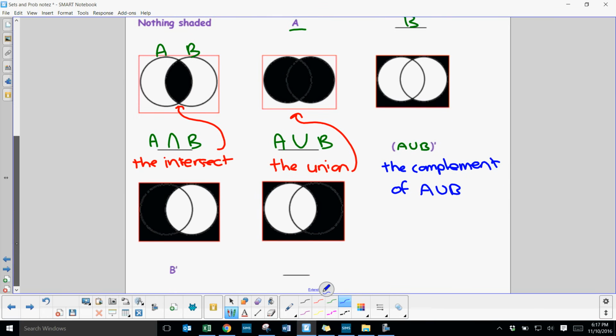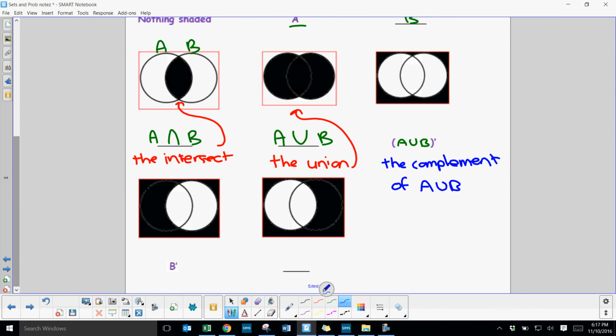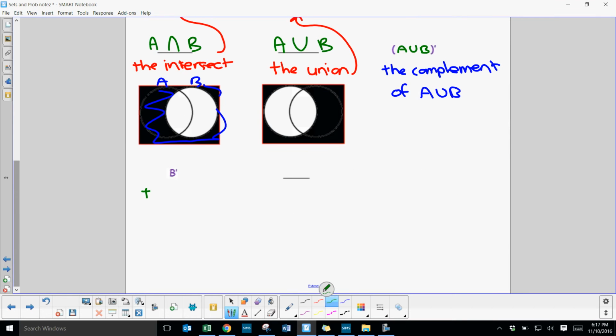And the last one has been done for you. Again, we assume we've got A and B here. Everything outside of B has been shaded here. So we can call that B dash. If you have to say that in words, that would be the complement of B.